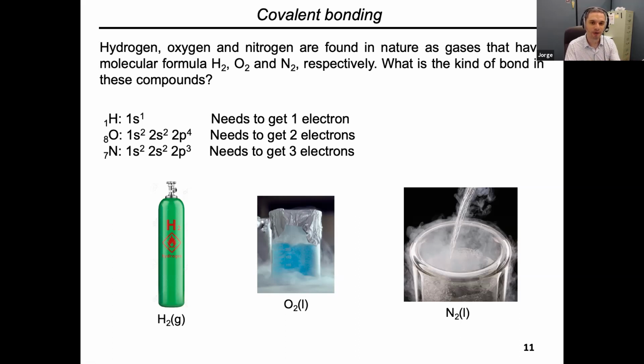This kind of bond, when two elements that need to get electrons to be stable combine, is called covalent bonding. Okay. In the case of covalent bonding, we are going to combine elements that need electrons. So I think that's a good point to stop for today. And on Thursday, we will talk about the covalent compounds, Lewis structures, and probably the expansion of the octet as well.